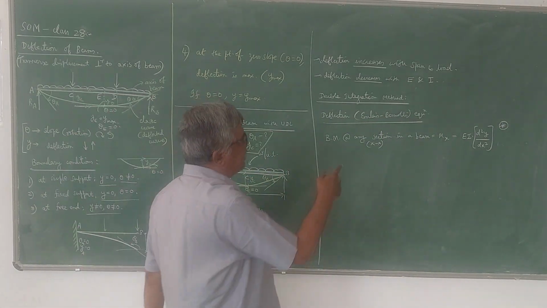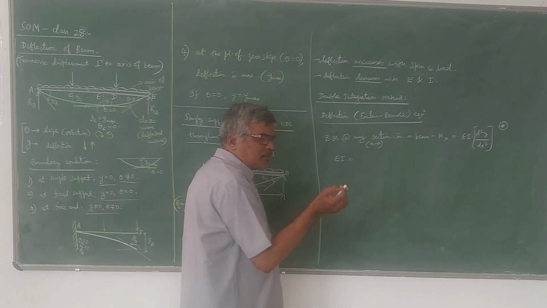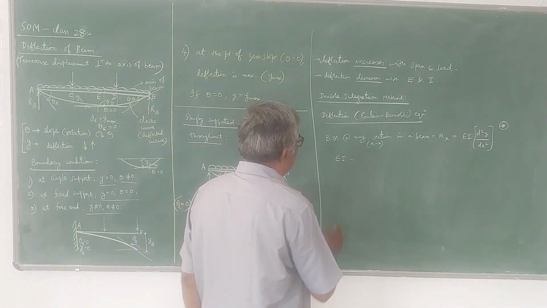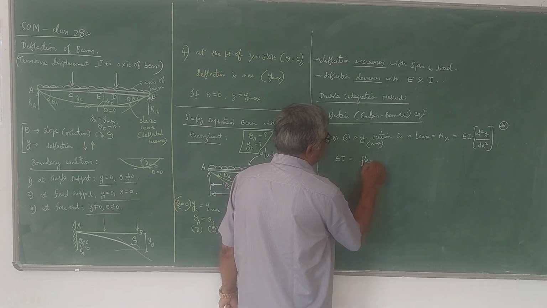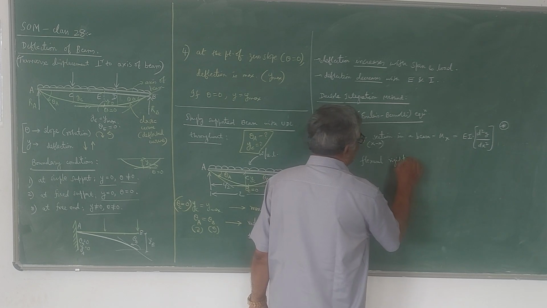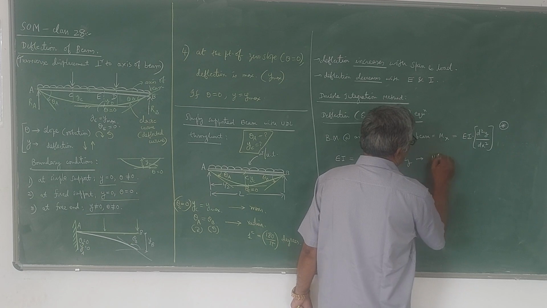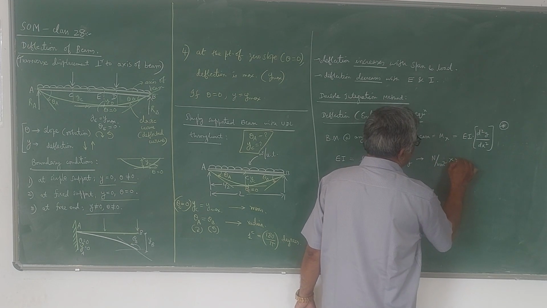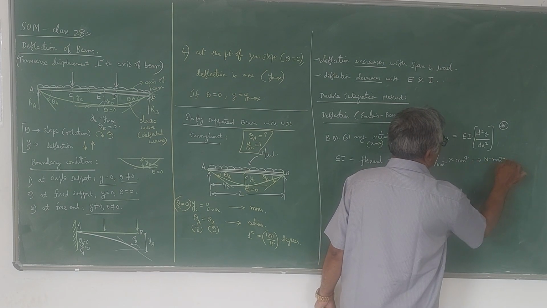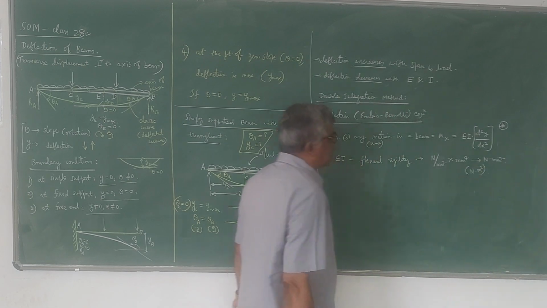EI is the product of Young's modulus and moment of inertia of the section. Young's modulus is a material property, and moment of inertia I is a section property. So this is called flexural rigidity. If Young's modulus is expressed in Newton per mm squared and I in millimeter power 4, then the unit will be Newton millimeter squared, or normally we take Newton meter squared as the unit of EI.